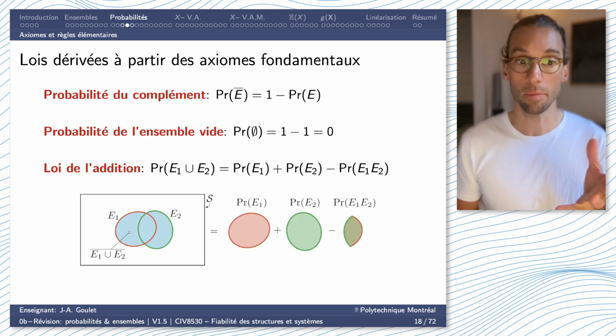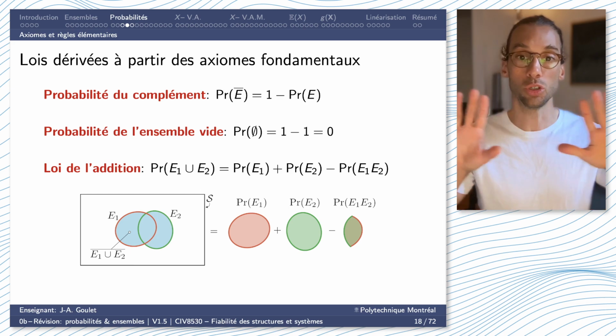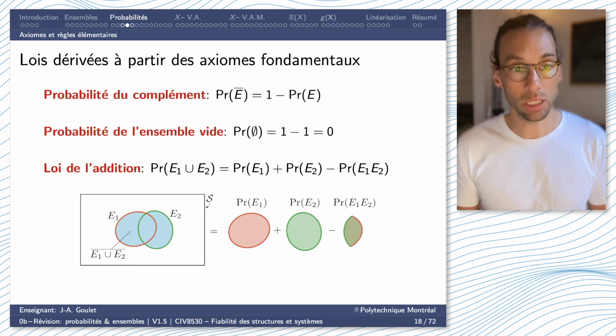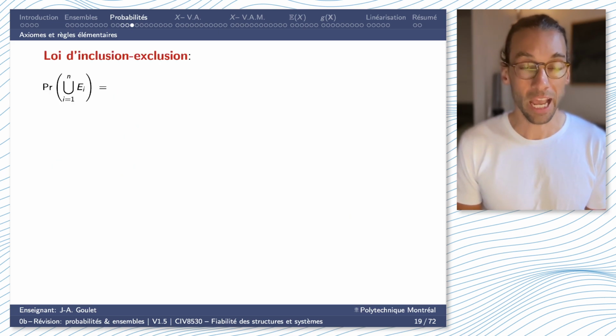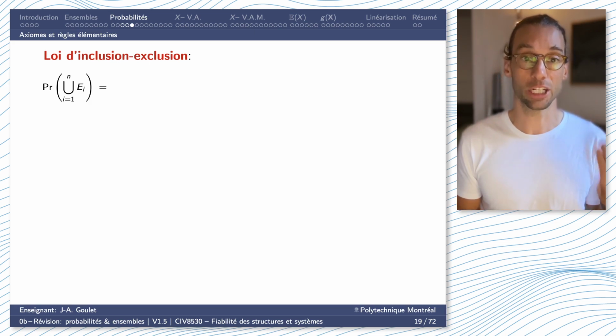Where does this come from? If we look at the Venn diagram here, E1 and E2 are not mutually exclusive anymore. They can simultaneously happen in this intersection here. If I sum the probability of E1 and E2, I'm going to double count the probability located at the intersection. That's why I need to remove the probability of the intersection in order to avoid double counting it. And we can generalize this concept in what we call the inclusion-exclusion rule.